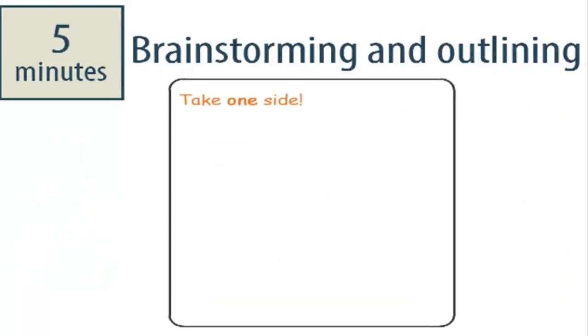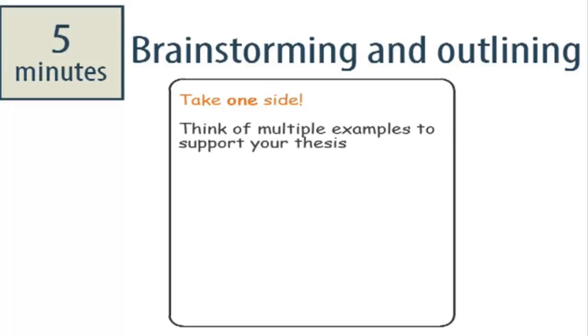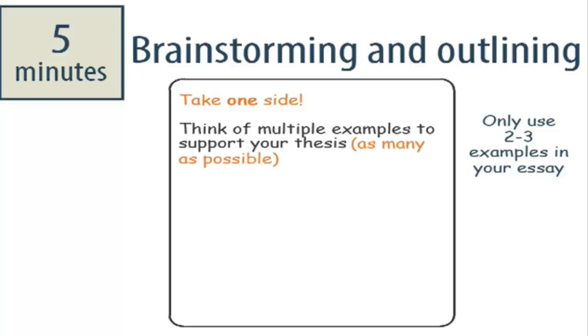Once you have determined your opinion about the prompt, you should brainstorm examples of how you'll support your thesis. You'll only use 2 or 3 of your examples, but it's best to brainstorm as many as possible. Once you begin writing, you won't have time to go back and rework your examples, so choose your strongest examples to include in the essay.